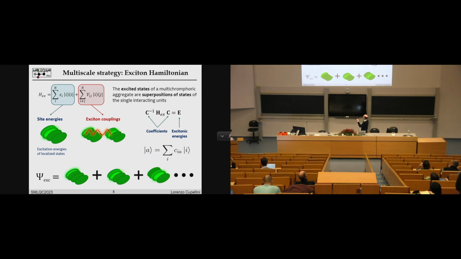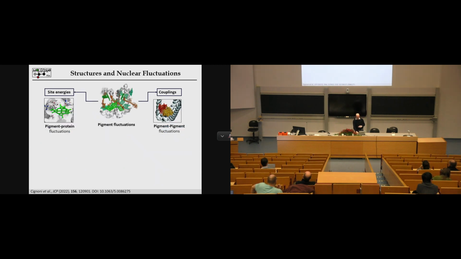And basically, you only have to compute the site energies, which are the excitation energies of the localized states, where one chromophore is excited. And then these couplings, which are basically just the interaction between the transitions on different chromophores. So in this way, you would be able to reconstruct the excited state of a very large aggregate just from calculations on single chromophores. So this is already very nice.